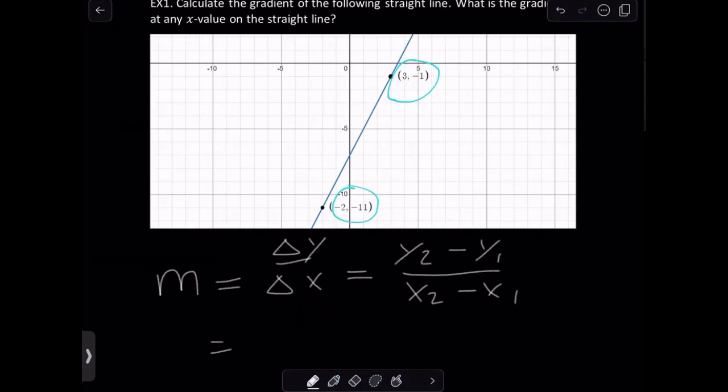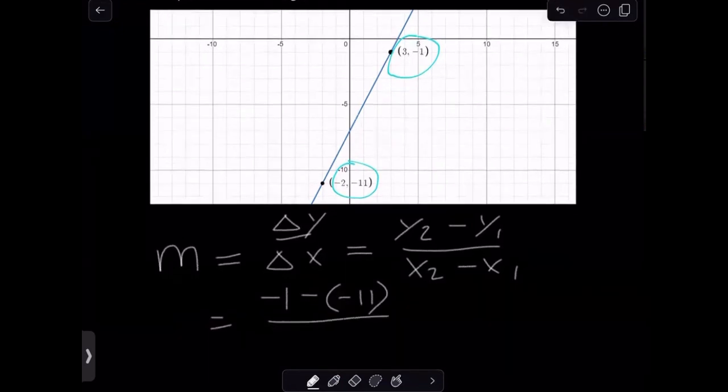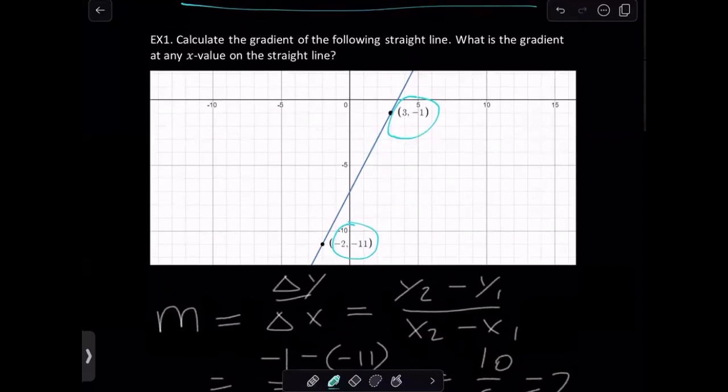You're going to have (-1) minus (11). Be careful about your brackets. Those are very important. If you don't have those brackets, you may just miss one of the minus signs and have -1 - 11. Just take note of that. Over, and then we're going to have 3 minus 2. So it's going to be -1 + 11. That's going to be 10 over 5, and that's equal to 2. So the gradient of this straight line here is equal to 2.